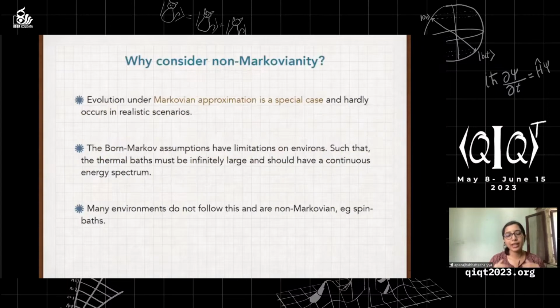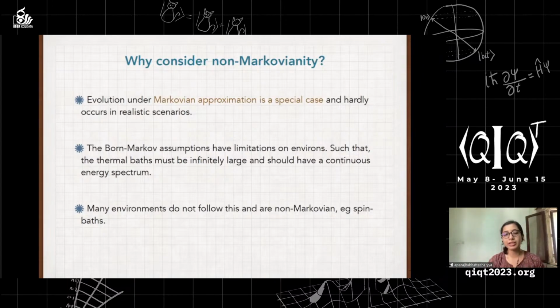So now in our paper, actually in Popescu's paper, they have considered toy model dynamics. But since these toy model dynamics are not very relevant in realistic scenarios, we consider Markovian and non-Markovian dynamics. So evolution under the Markovian approximation, but we mainly focus on non-Markovianity. The works on Markovianity have been done previously. So we go from Markovian to non-Markovian dynamics. Evolution under Markovian approximation is a special case and hardly occurs in realistic scenarios.